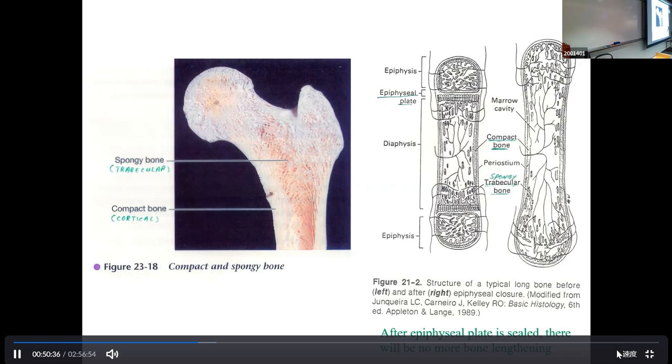So don't trust people saying that they can help you increase your height, because this is a physiological event that after puberty, generally speaking, is sealed off. So you won't get any bone elongation. You won't get any bone elongation.